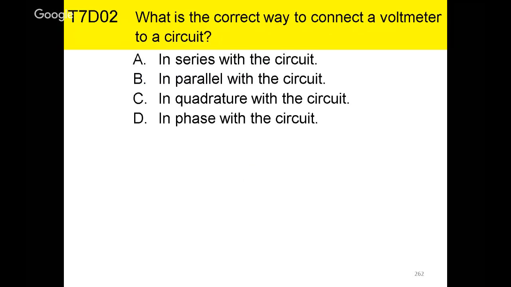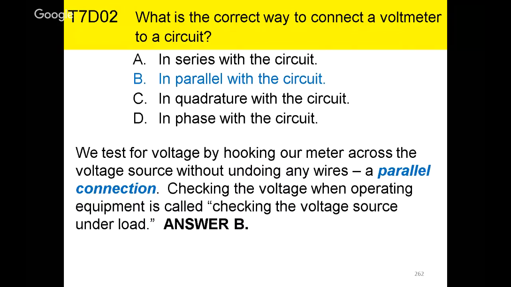All right. What is the correct way to connect a voltmeter to a circuit? And that's very important. In essence, you want to connect it in parallel, okay? Yeah, B is the answer. We test for voltage by hooking our meter across the voltage source without undoing any wires. It's a parallel connection, and you can check the voltage when operating equipment. It's called checking the voltage source under load.